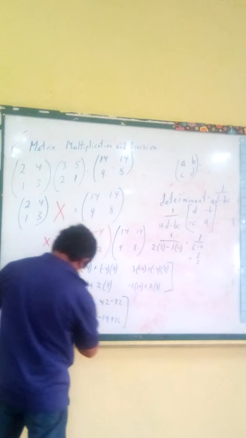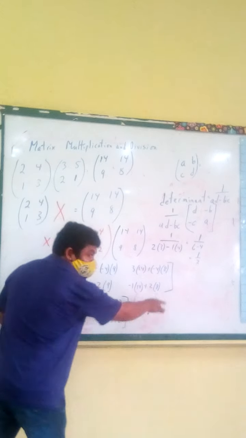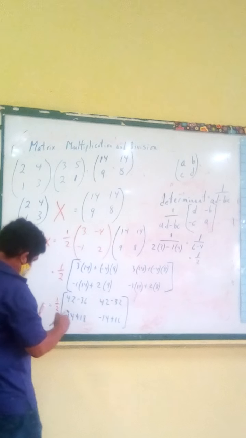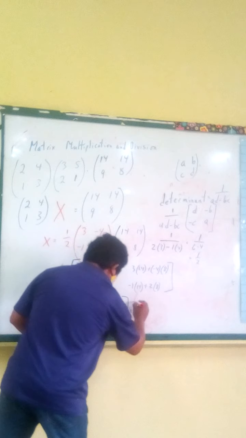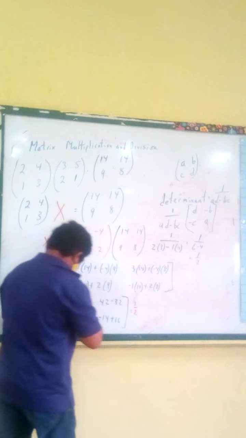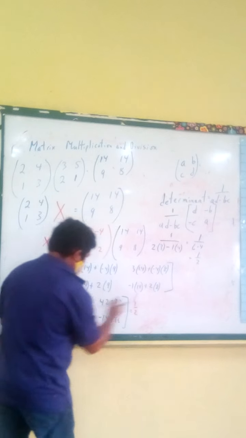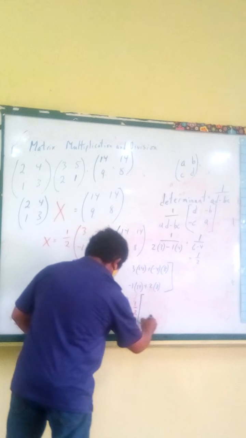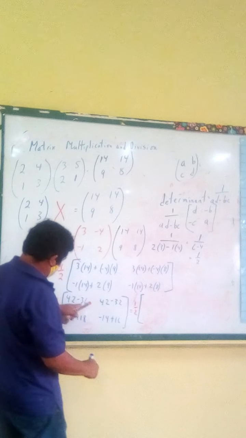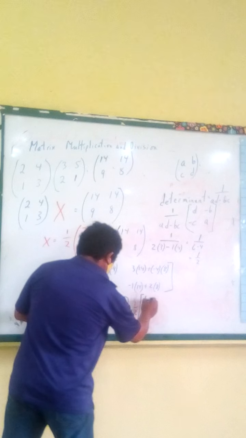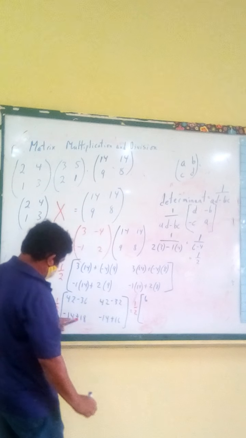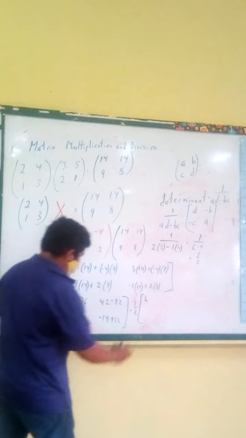We're running out of space here, so I'm going to continue on this side. I'm going to put the half here still, and I'm going to start to work out this piece inside. So I end up here now. 42 take away 36 is going to give us 6. Negative 14 plus 18 is going to give us 4.